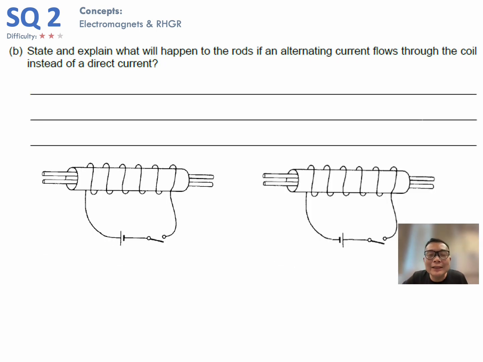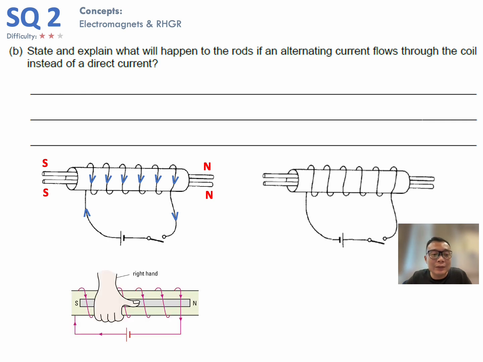For this part, what happens if we now use an alternating current, which is a current that swaps direction very frequently, many times a second? So we can draw two diagrams. The first one shows this particular direction of current, like what we analyzed previously in part A. This will cause a repulsion, after you use the right hand grip rule to determine that the right side of the solenoid is a north pole.